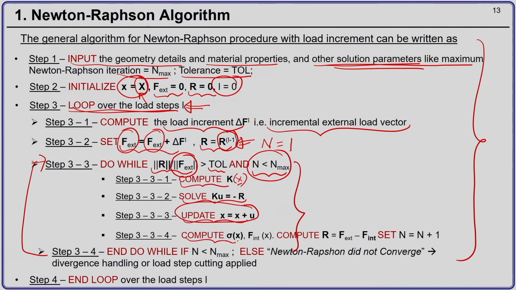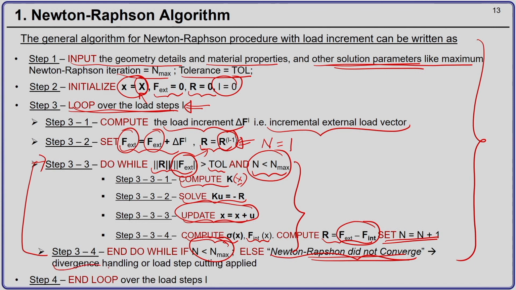Then we compute the stresses, we compute the global internal force vector and then we compute the current value of the residual r as the difference of the external forces minus the internal forces and then we increment n by 1. Okay. And this we do till either we achieve the convergence tolerance, or we exceed the maximum number of Newton-Raphson steps.